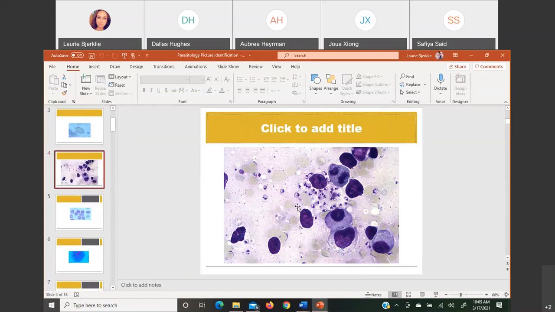Look at these little guys. Yes. Leishmania. So Leishmania is commonly seen inside macrophages. So if you were to have a skin sample or something like that, Leishmania.